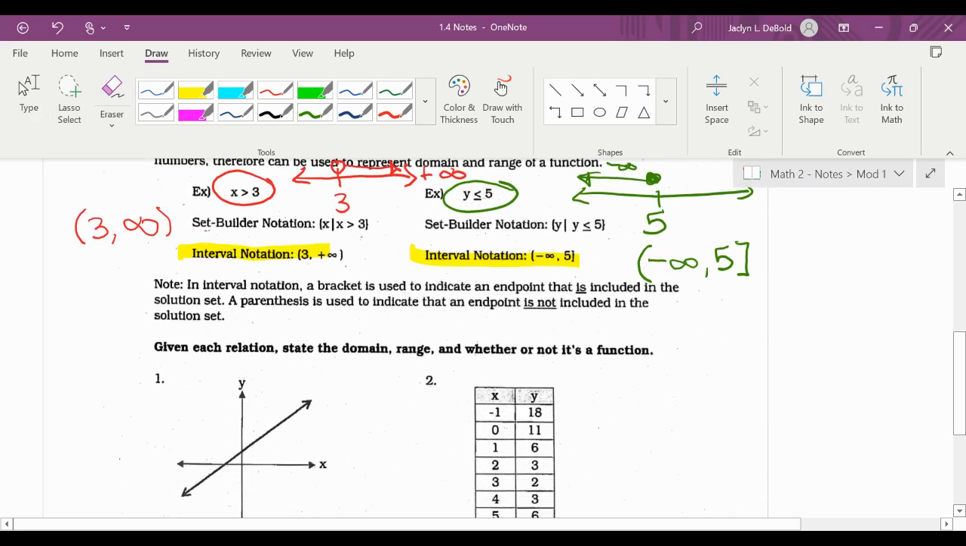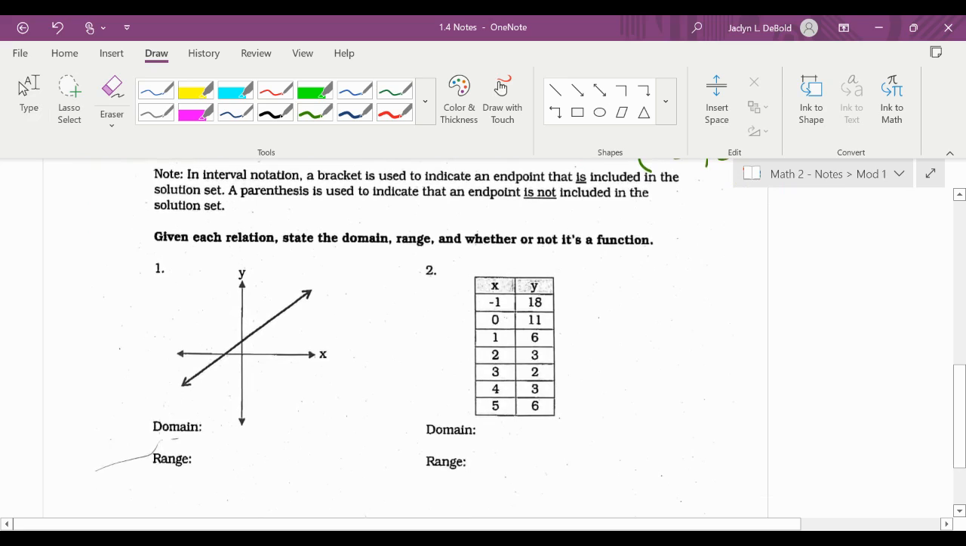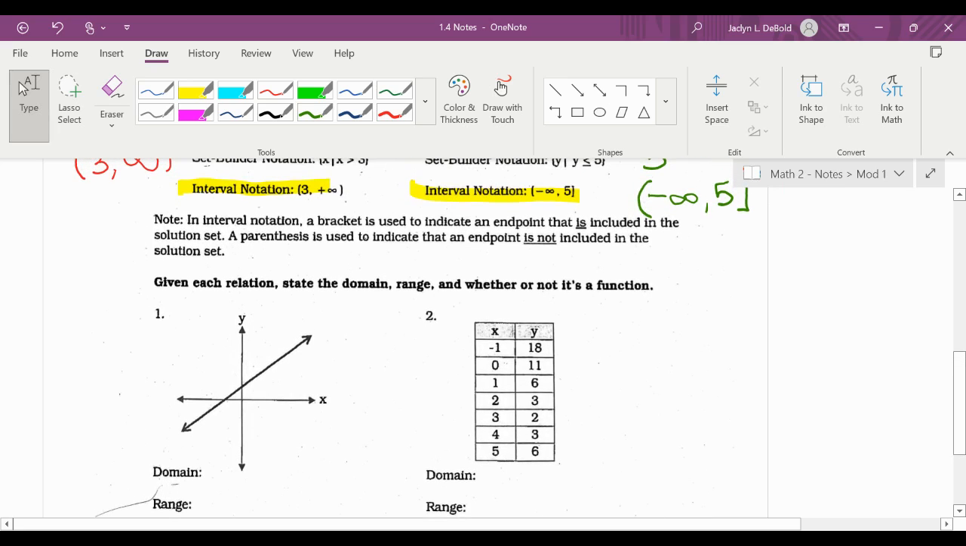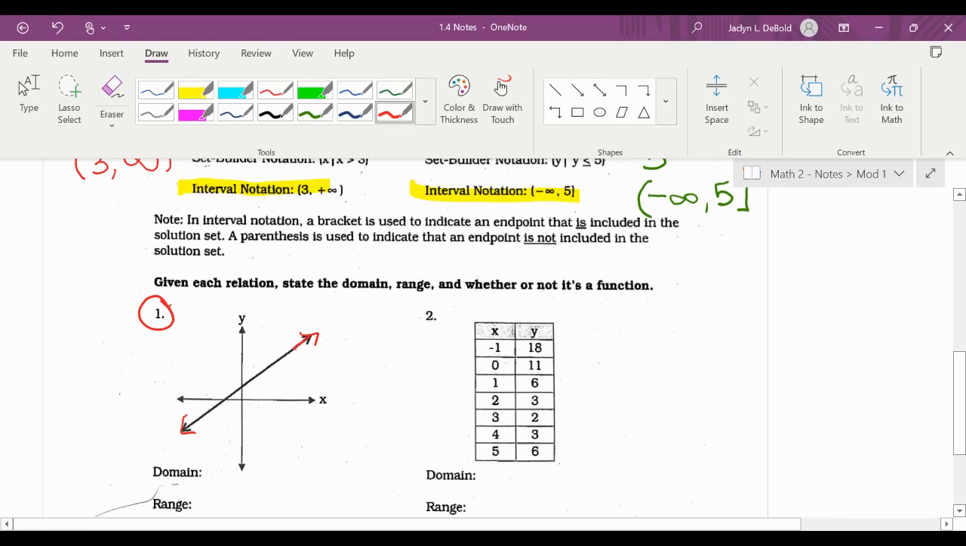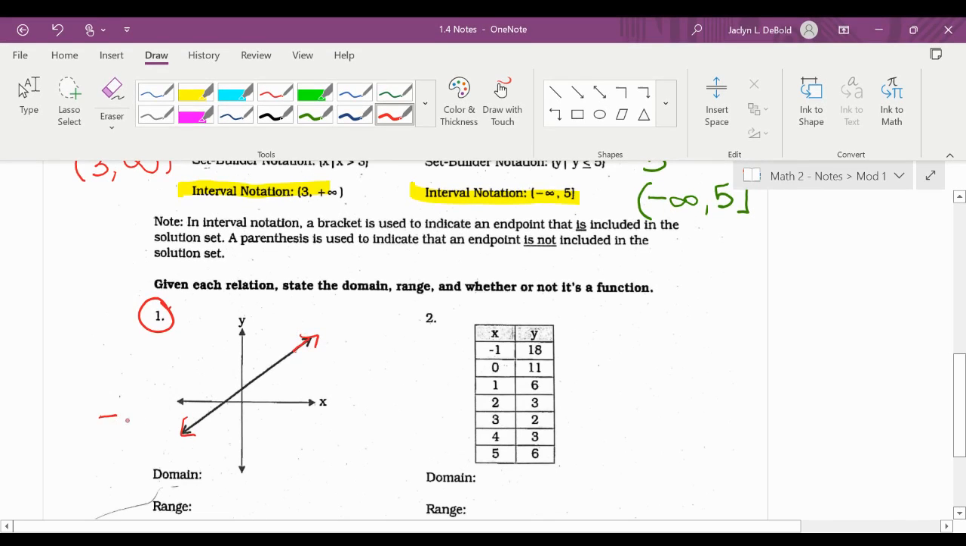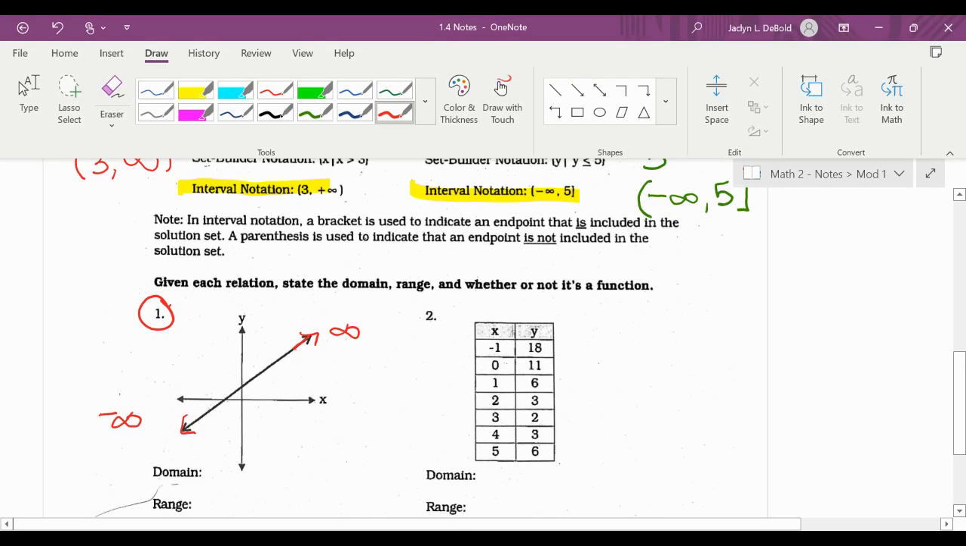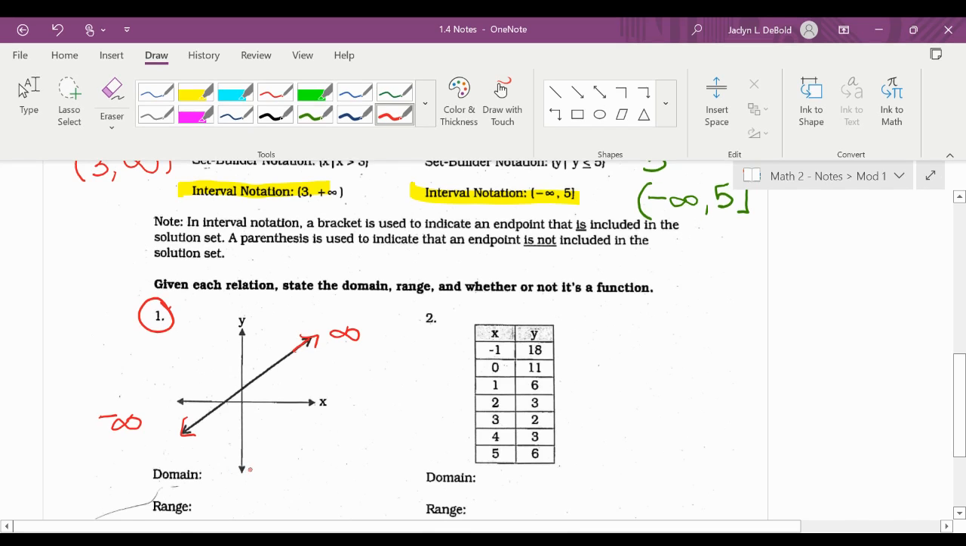For the next few examples, we're going to see how to find domain and range from a graph and how to find it from a table. For the first one, this is a linear function. We can see it has arrows on both ends. That means it goes forever to the left to negative infinity, and forever to the right to positive infinity. So our domain is going to be all real numbers.